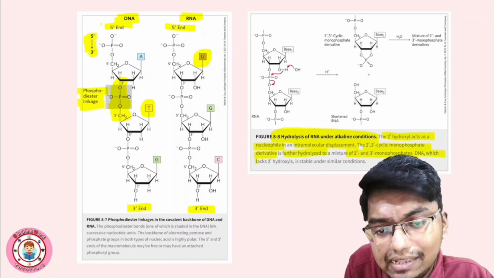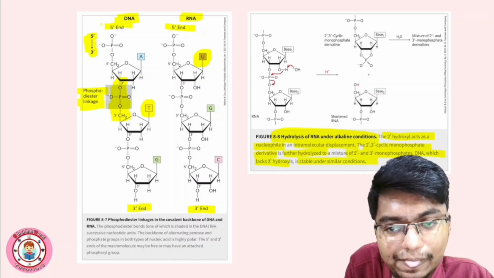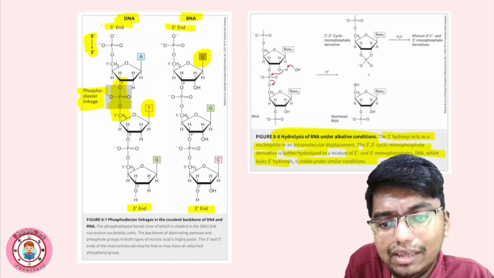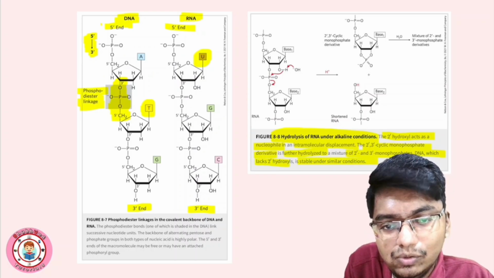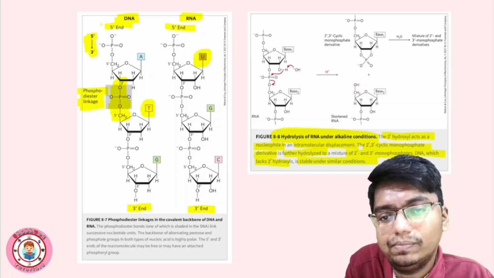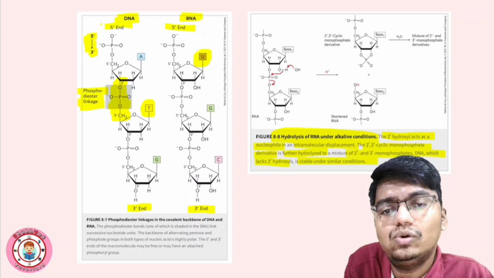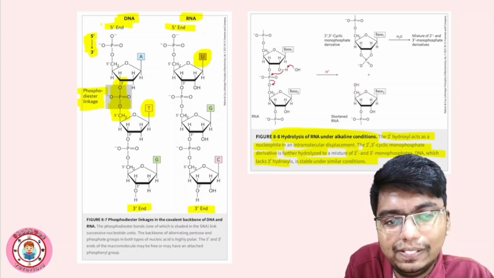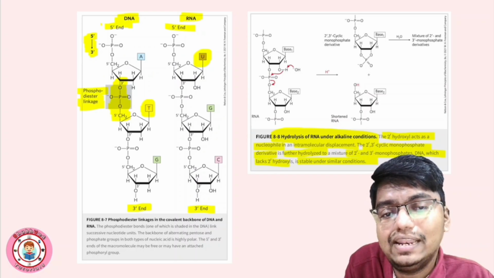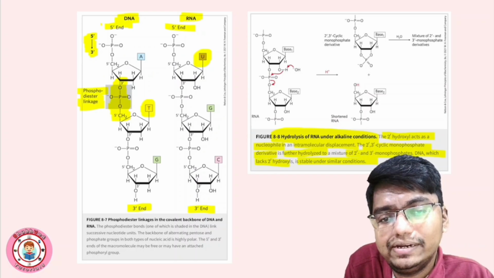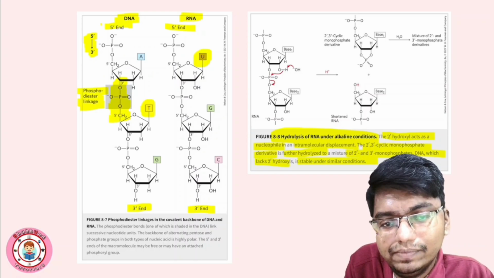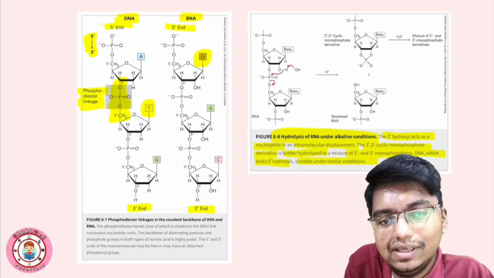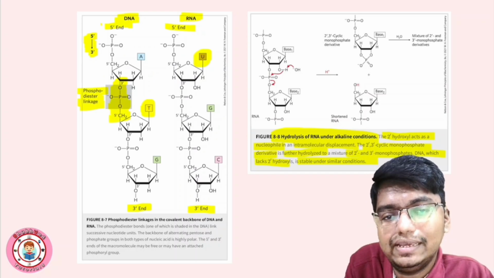DNA which lacks 2' hydroxyl is stable. This is why DNA is stable, because it is not having OH group, it is having the deoxy form. Okay, so there is no nucleophilic attack seen in the case of DNA, as well as the methyl group present in the thymine of DNA gives more stability, additional stability.